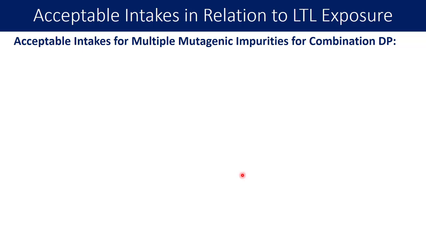Okay, so far we talked about how one can define the acceptable intake for multiple mutagenic impurities in a given drug substance as a single drug substance. But in case you have a drug product which is a combination of more than one drug substance, and you have multiple mutagenic impurities, how are you going to define the acceptable intake? So this is the point where we are going to talk about how to define the acceptable intakes for multiple mutagenic impurities for the combination drug product.